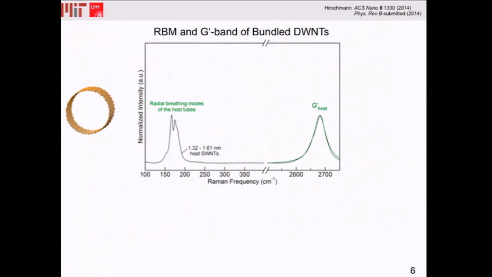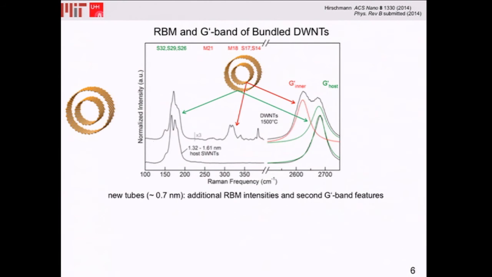Okay, this was background. So now you see the measurements on bundled double wall carbon nanotubes. At first you have the host material. You see here the radial breathing modes of the host carbon nanotubes with a certain diameter of around 1.3 to 1.6 nanometer. Here you see the radial breathing mode frequency range, and here the G' frequency range at around 2600. And then we put the fullerenes inside, and we heated it up to 1500 degrees.